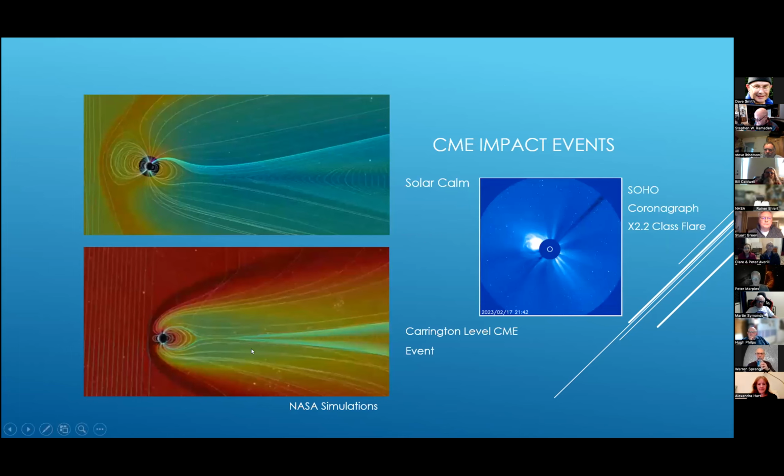And this is a simulation from some work at NASA. I just wanted to show this because in solar calm, we've got the protective bubble projecting forwards and tailing backwards, but under a really powerful storm, the Carrington level event, for example, you can see how much more compressed the magnetic field is on the sun side of the Earth. And then you've got a lot of reconnection in the tail, and solar wind stream particles would be streaming in, and that would be a really significant geomagnetic storm event. And that just shows you a visual of it.